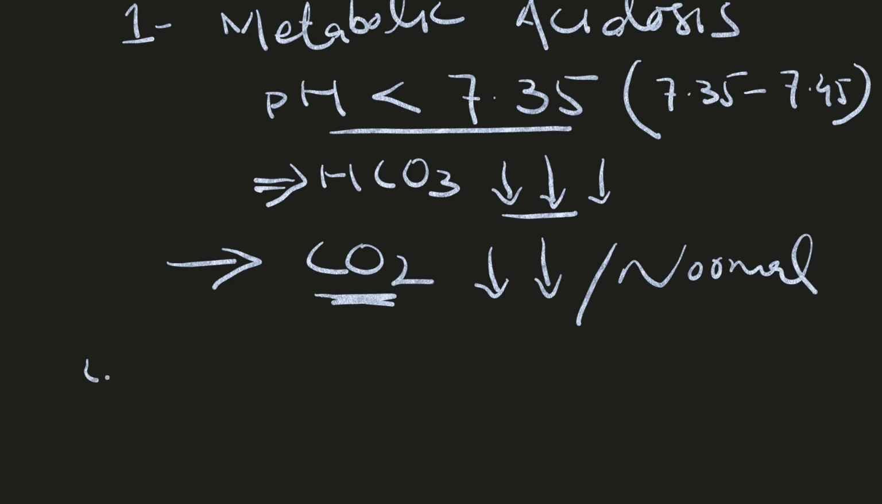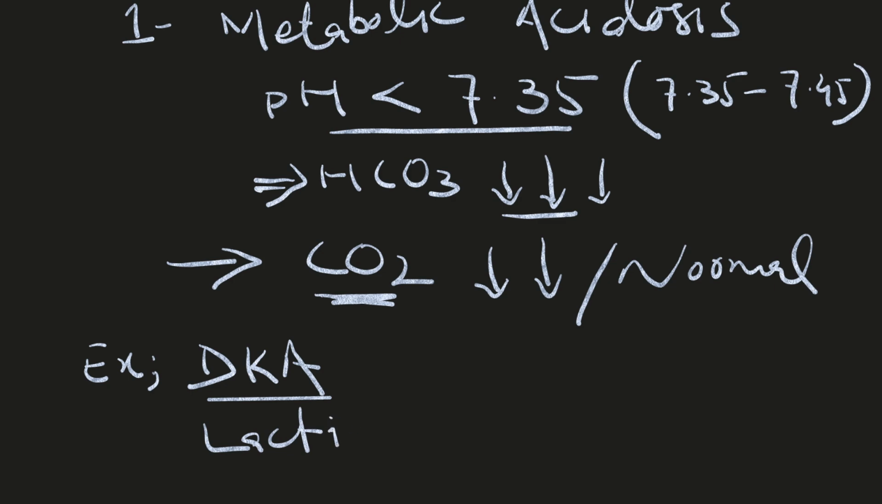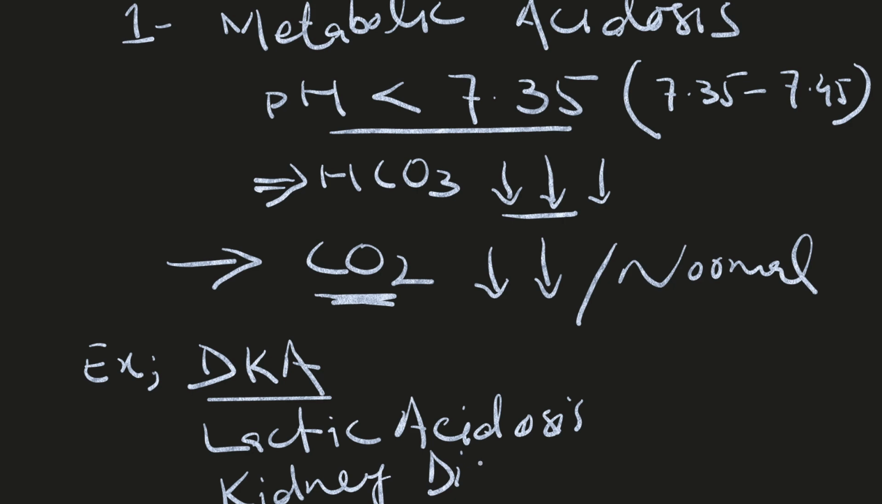What are the examples of metabolic acidosis? The biggest example that I can quote is diabetic ketoacidosis. You would have come across many patients of DKA. Other examples I can quote over here are lactic acidosis and kidney disease, which also include renal tubular acidosis and chronic kidney failure. They all can lead to metabolic acidosis.